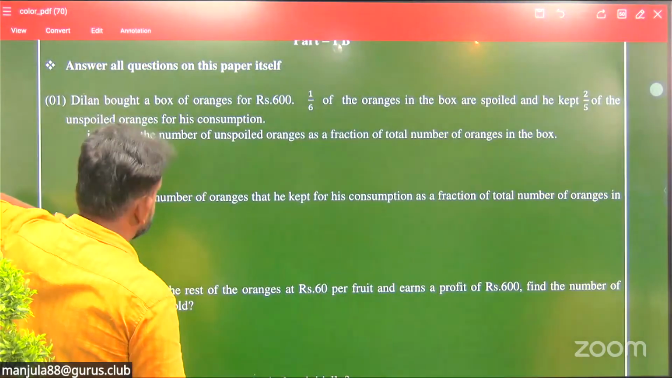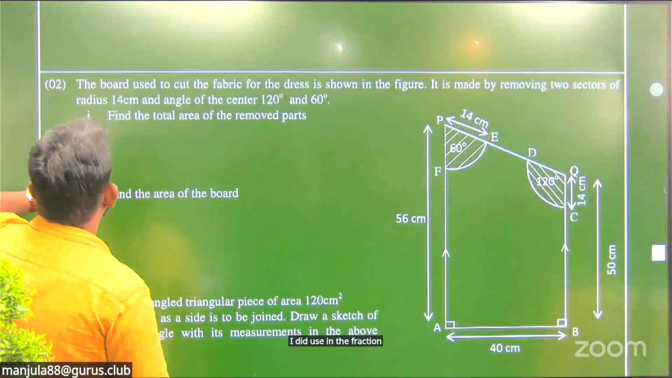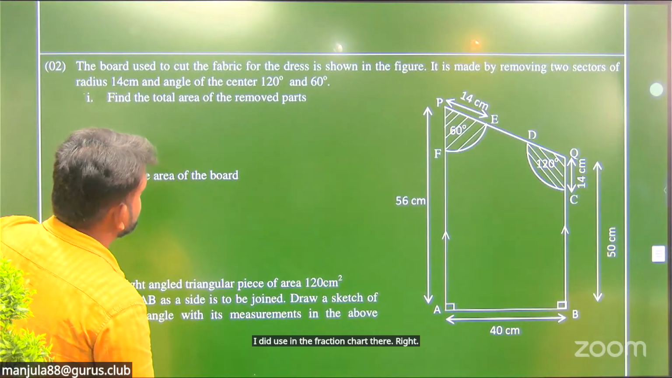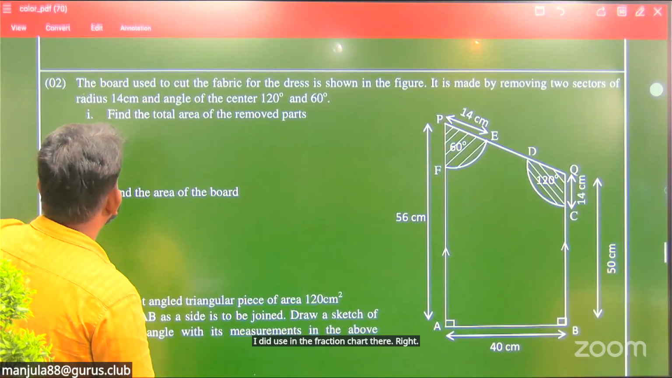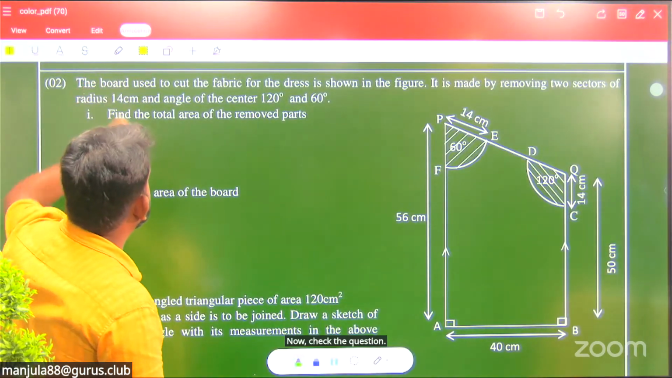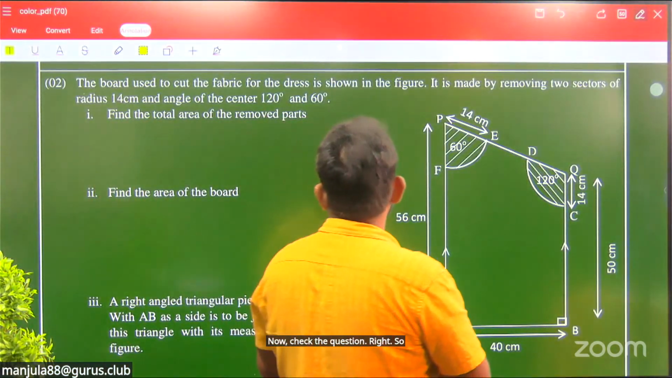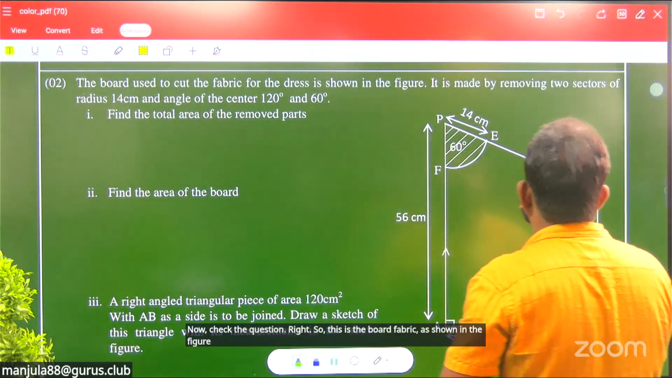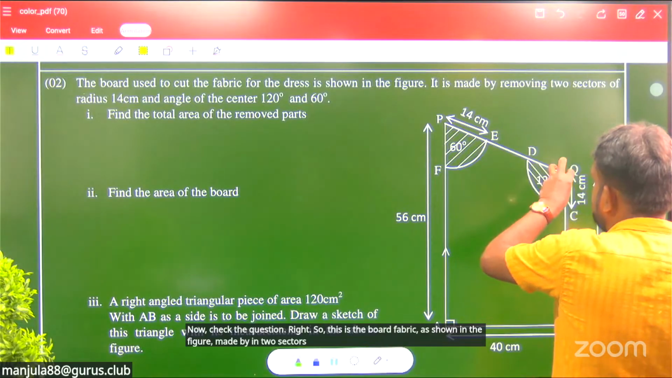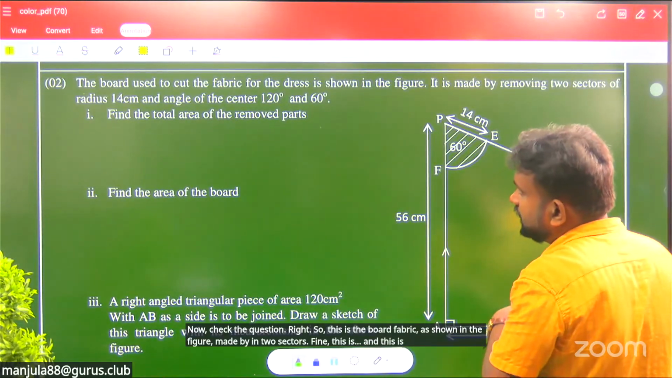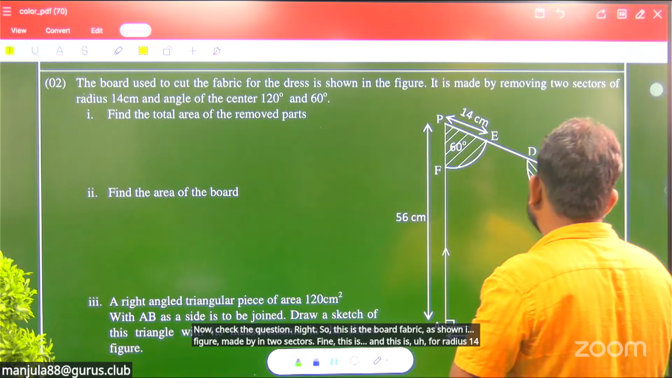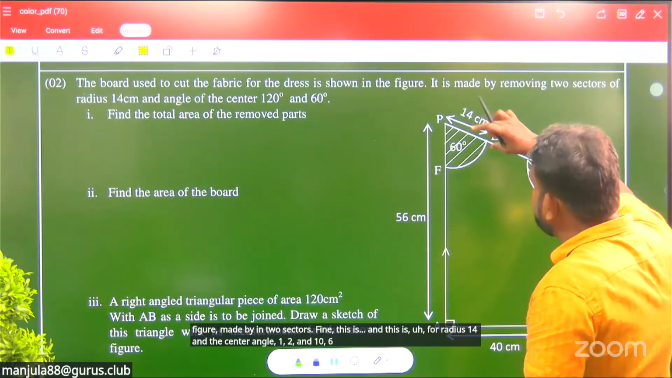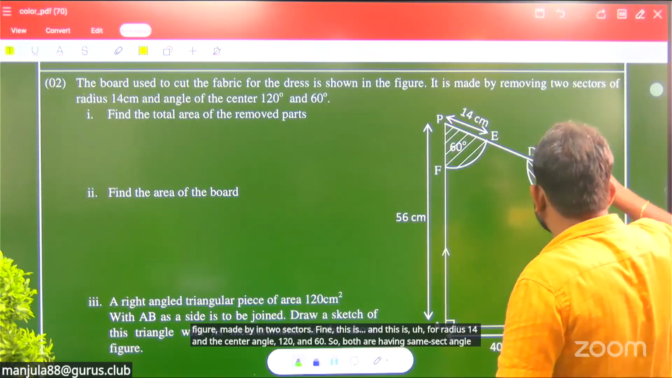I did it using the fraction chart there. Right. Now check the question. Right. So this is the board fabric dress shown in the figure, made by removing two sectors. This is for radius 14 with center angles 120 and 60. So both have the same radius, 14 and 14.